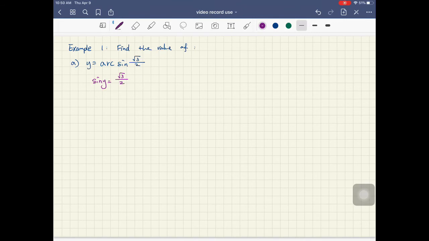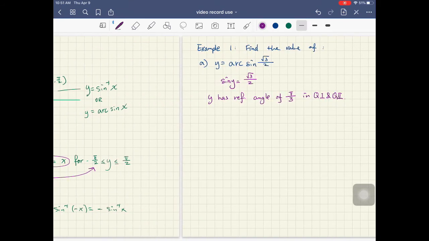From the unit circle, we know y is going to have a reference angle of pi over 3, positive in quadrant 1 and quadrant 2. Why can't I just say y equals pi over 3? Because we do need to consider the quadrant.